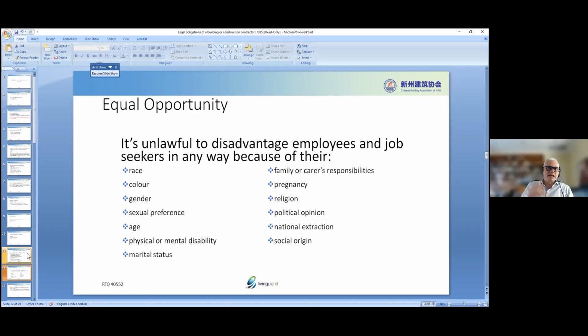Okay, so race, color, gender, we can't say, I just want to employ men or just want to employ women, okay? We can't discriminate against people's sexual preference. If they're bisexual, homosexual, multisexual, we cannot discriminate against them. Their age, you can't say, I'm not going to take you because you're too old, right? Or too young. We cannot discriminate against their physical or mental disability as long as they are capable of doing the job. This is the most important thing.